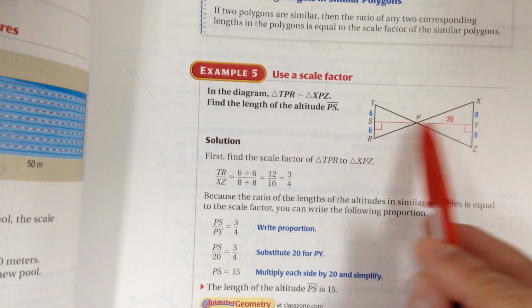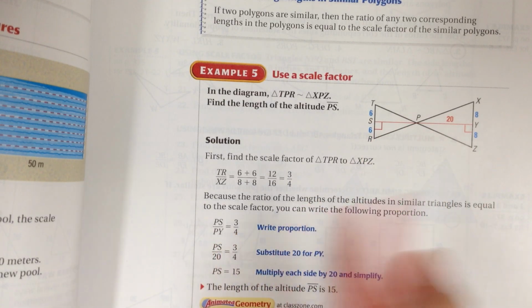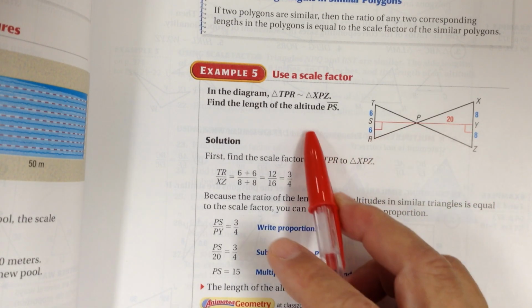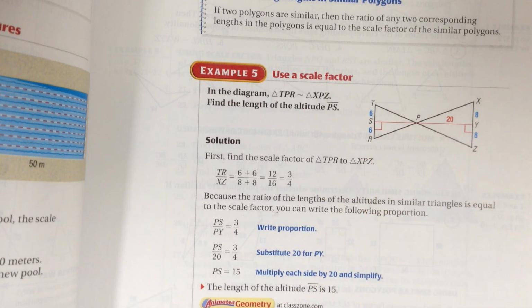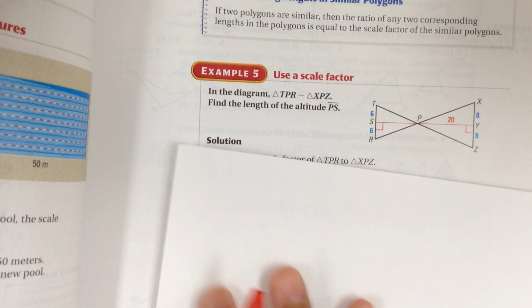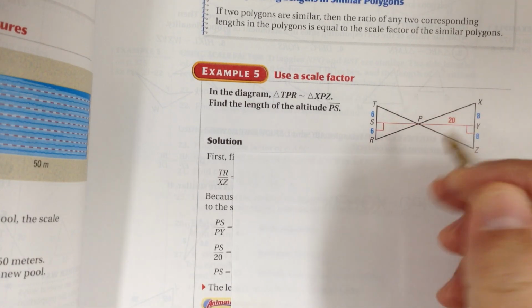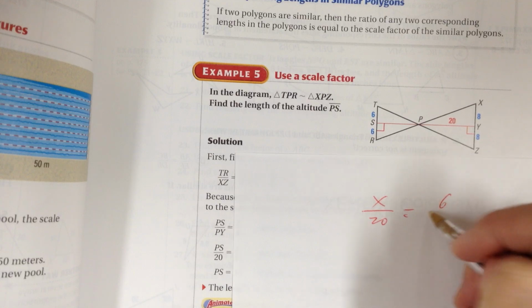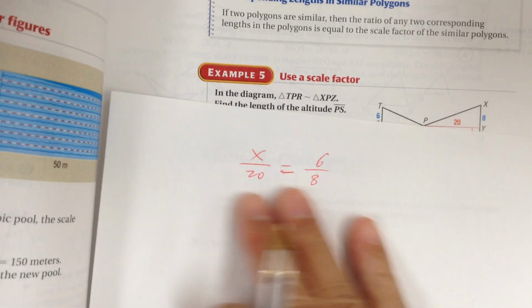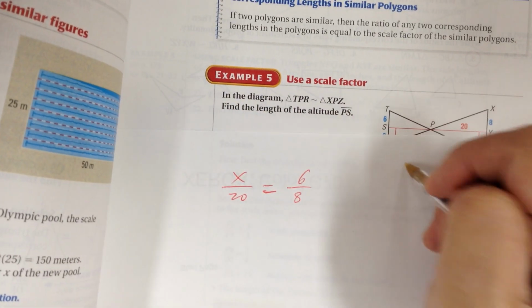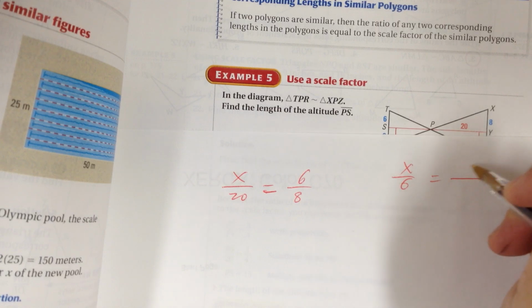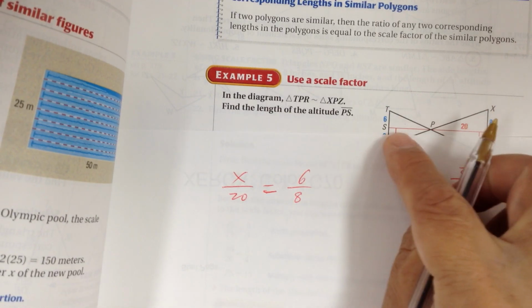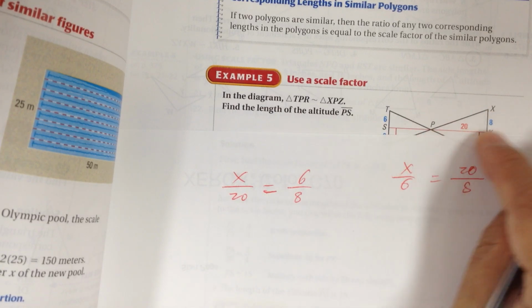Again, if two triangles are similar, all the corresponding parts will have the same scale factor. To find the altitude PS, you can just write down your similarity proportion. If you call this X, you can have X over 20 equal to 6 over 8. You can do it this way, or you can use any matching parts. You can have X over 6 equal to 20 over 8. This over this, the altitude over the vertical, equals the altitude over the vertical.